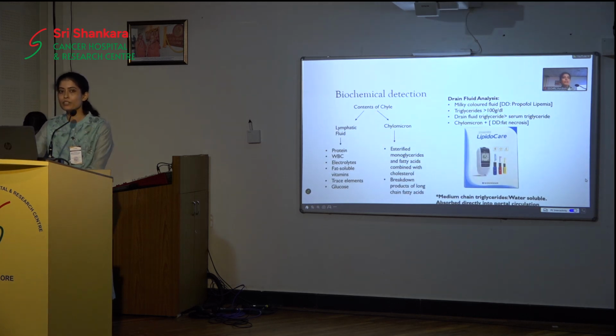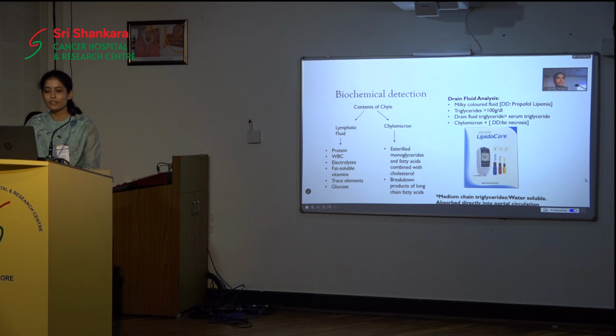In case you have equivocal clinical findings, you can resort to a biochemical detection technique, that is, you can send the drain contents for analysis. On lipid analysis of the drain content, if it is chylous, it would typically show a triglyceride value of more than 100 grams per deciliter, or if you compare with the patient's corresponding serum value, it will be higher than the serum value.